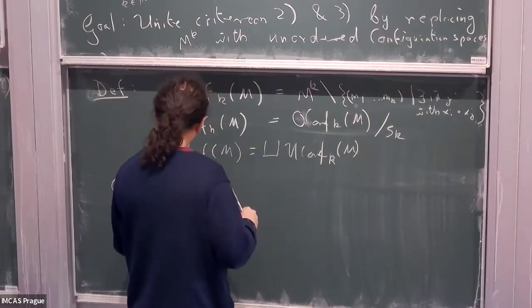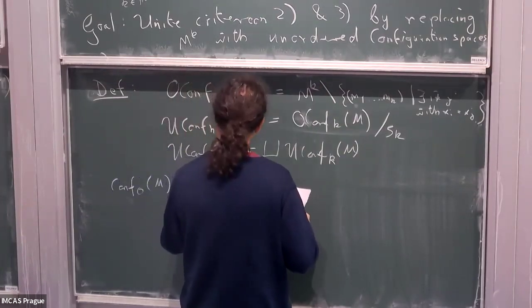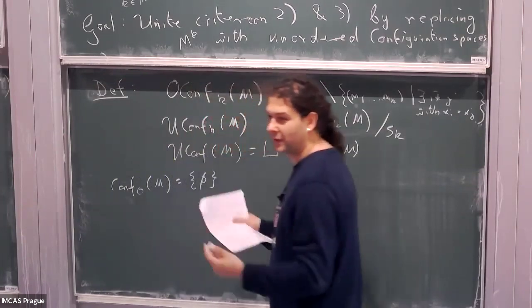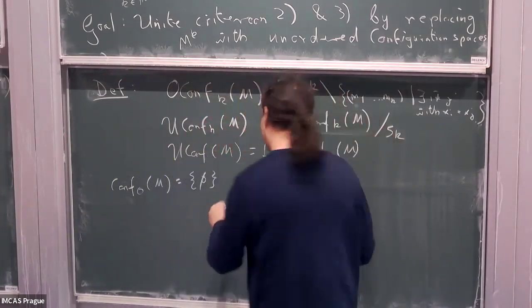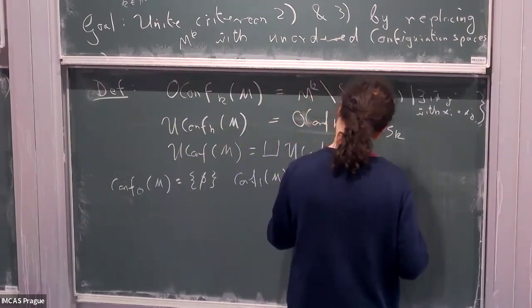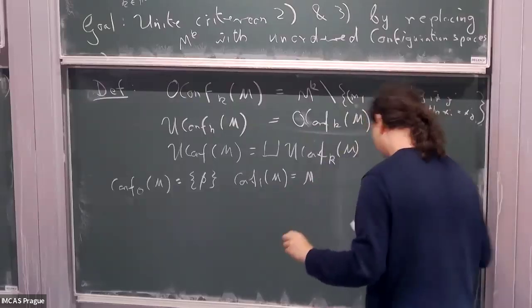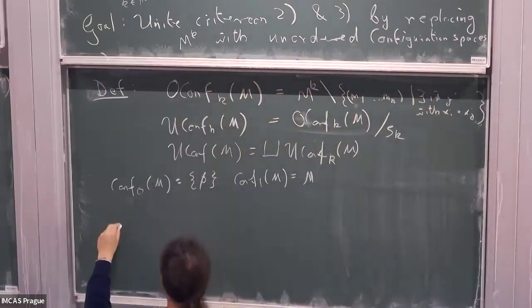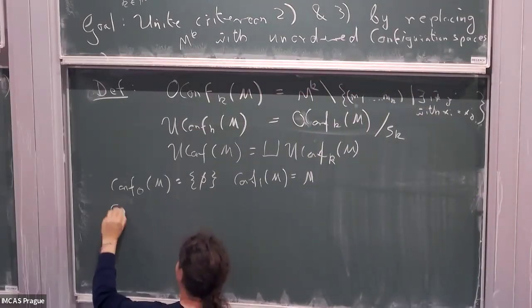Conf 0 of anything is just the set that contains the empty set. It's a 0-point configuration. There is exactly one of those. A 1-point configuration is a point in the manifold. Those are the only things we can say in general.